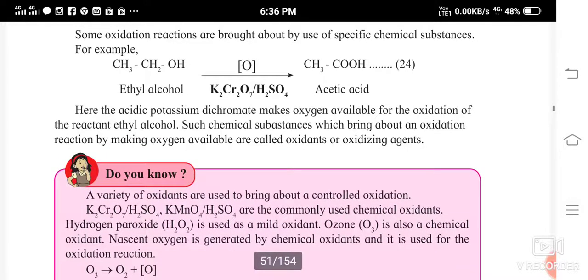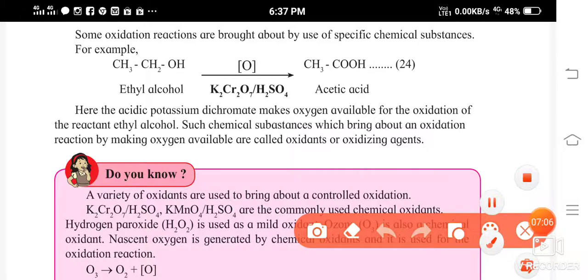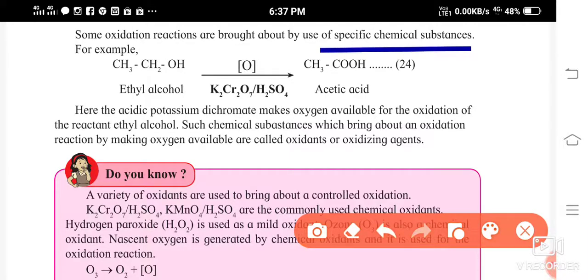Some oxidation reactions are brought about by the use of specific chemical substances. How can we bring it about? By using some specific chemical substances. Now see, ethyl alcohol, CH3CH2OH, is ethyl alcohol.